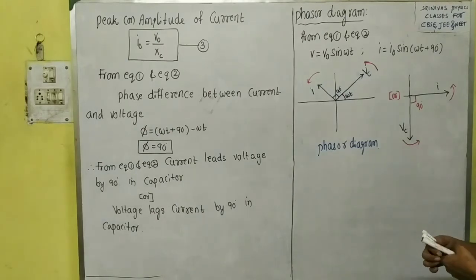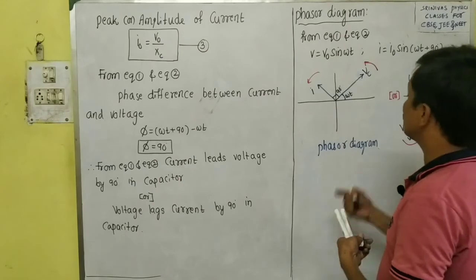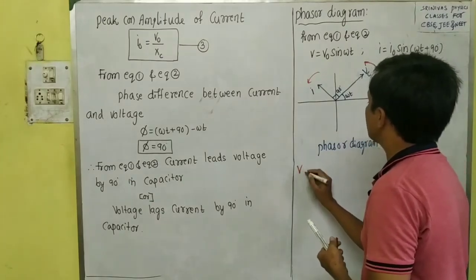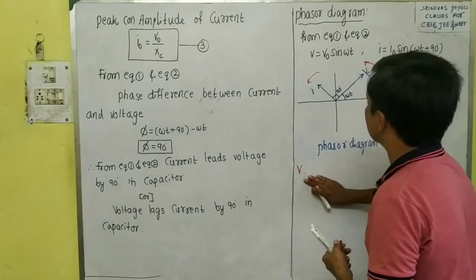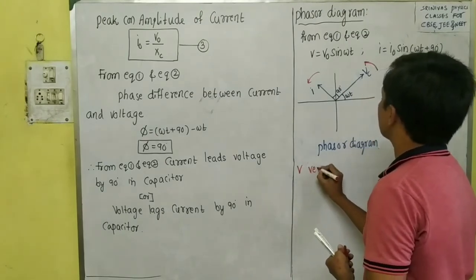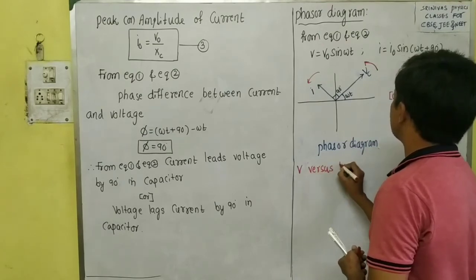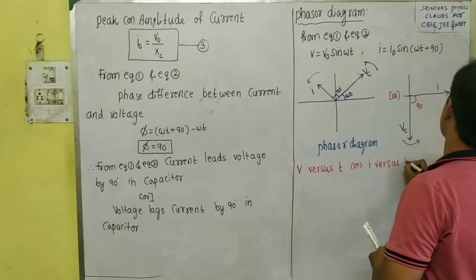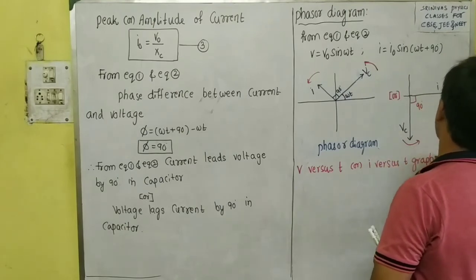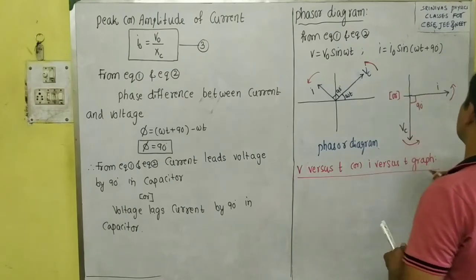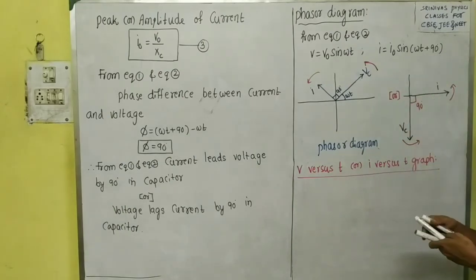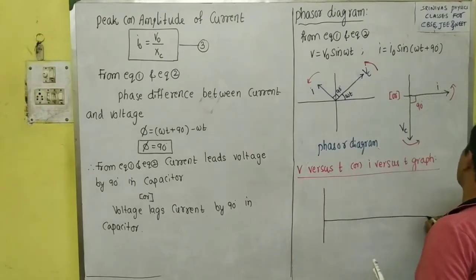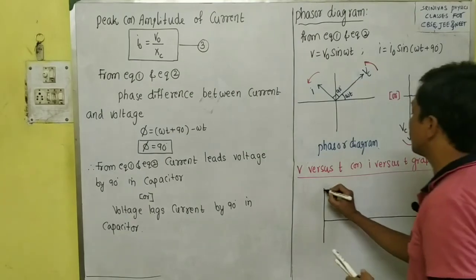And next, I am going to draw the graph, that is the V-T graph, V versus T, or I versus T graph. I am taking the time on the x-axis, and voltage or instantaneous current on the y-axis. Then if we draw the graph, how will you get it? First, this is the x-axis and this is the y-axis.